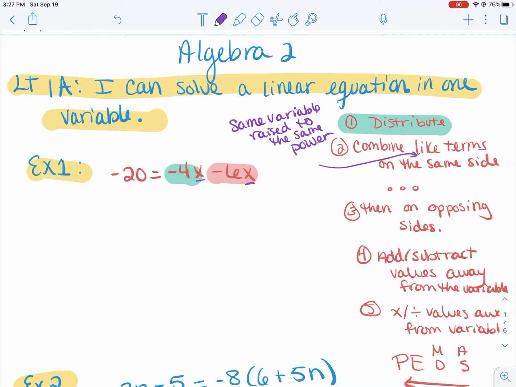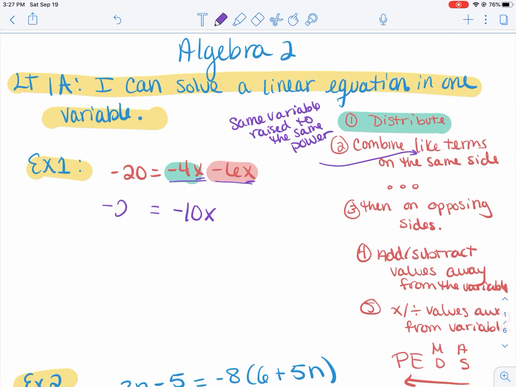Remember, when adding and subtracting like terms, the exponents on your variables do not change. So negative 4x and a negative 6x, that gives me negative 10x's altogether. And on the left-hand side of the equation, I still have negative 20. I'm just bringing that information down. So all I did was combine those two to give me negative 10x, okay?